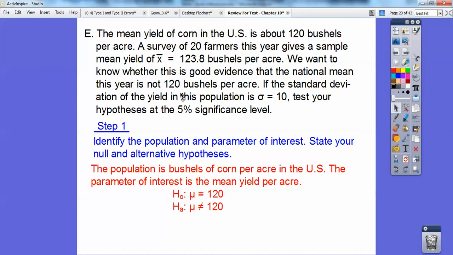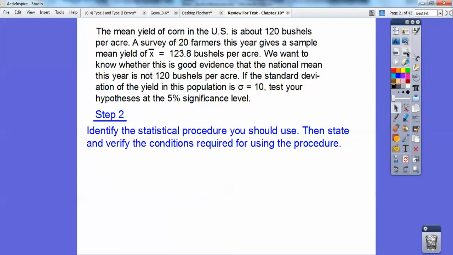If it said less than, then it would be less than. If it said more than, or raises, or something in reference to that, then you'd do that. But this one right here says is not. So this is going to be a two-tailed test. I'll show you more on that in just a second.